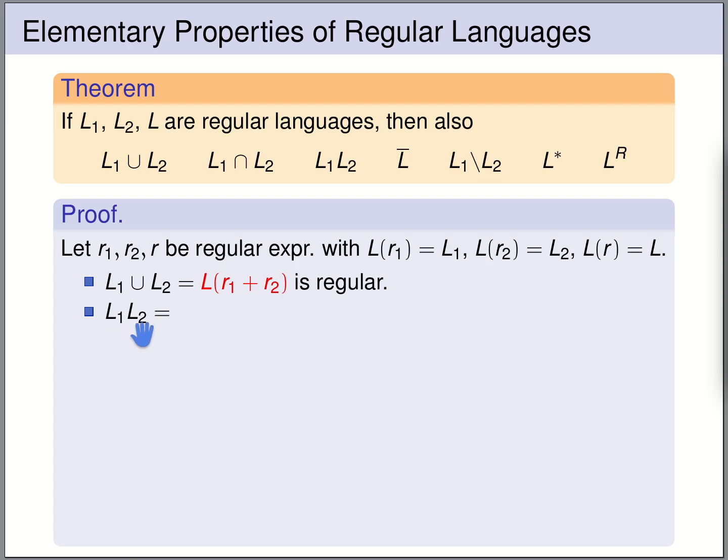Similarly, we can find a regular expression for the concatenation of L1 and L2. This is precisely the language of R1 times R2. So we know that this language is regular, and this is precisely the concatenation of L1 and L2. We can do the same for the Kleene star. We can simply take R star.